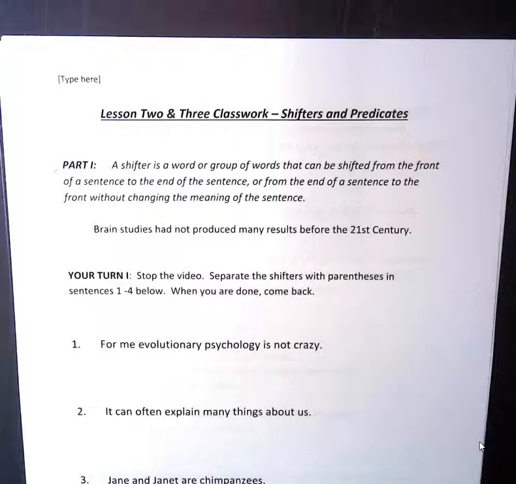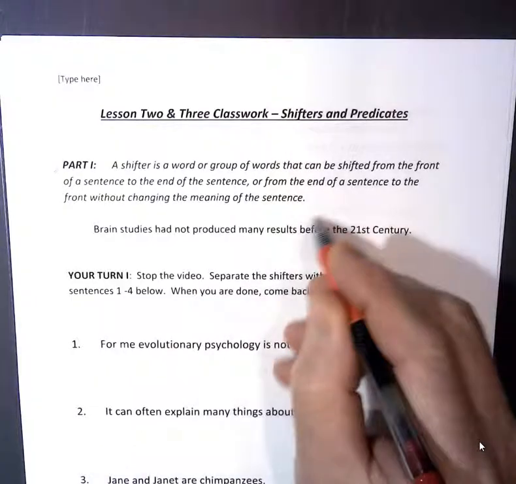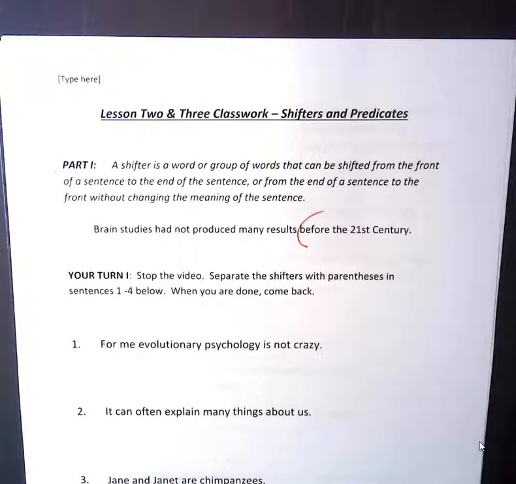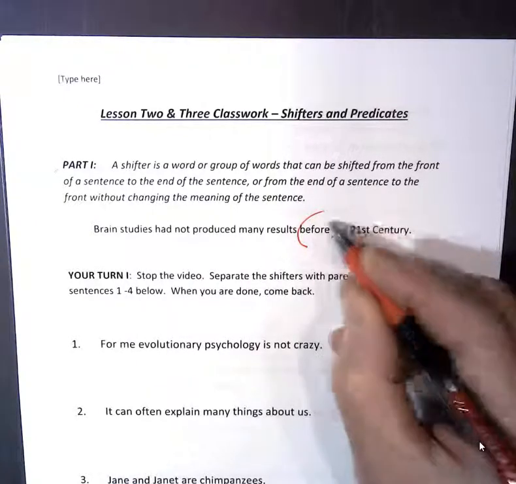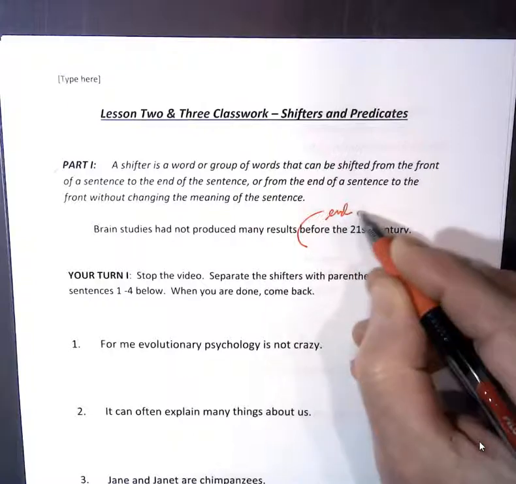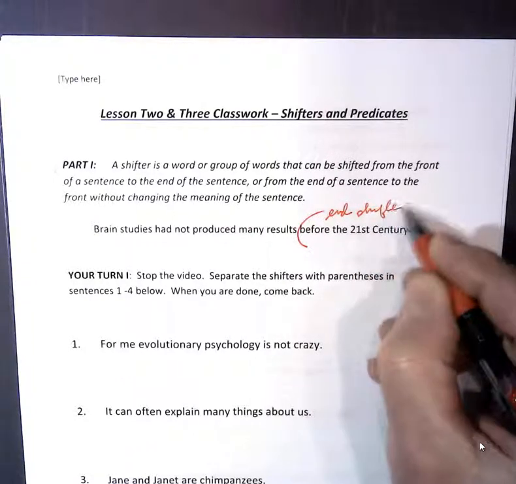So let's take a look. Brain studies had not produced many results before the 21st century. Before the 21st century is a shifter, and very often when you talk about time, that's in a shifter place. And just to check, before the 21st century, brain studies had not produced many results. No difference in meaning, so we do have a shifter in the end. We can say, oh, here's an end shifter.